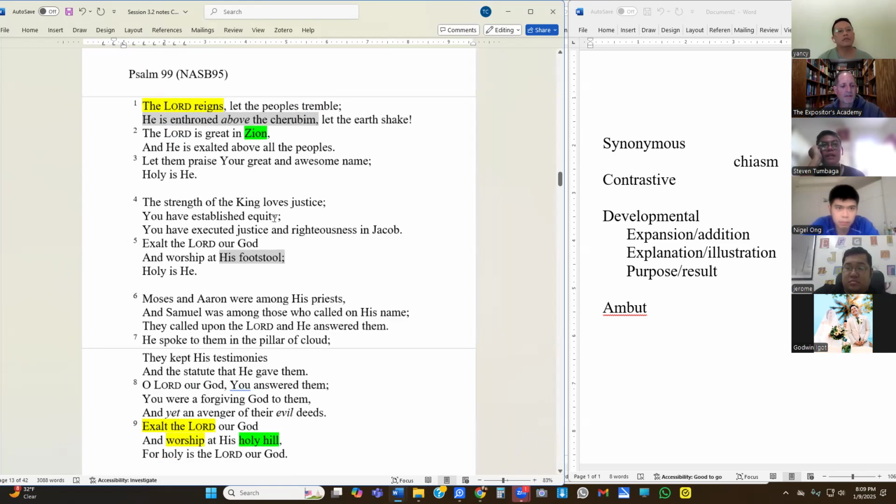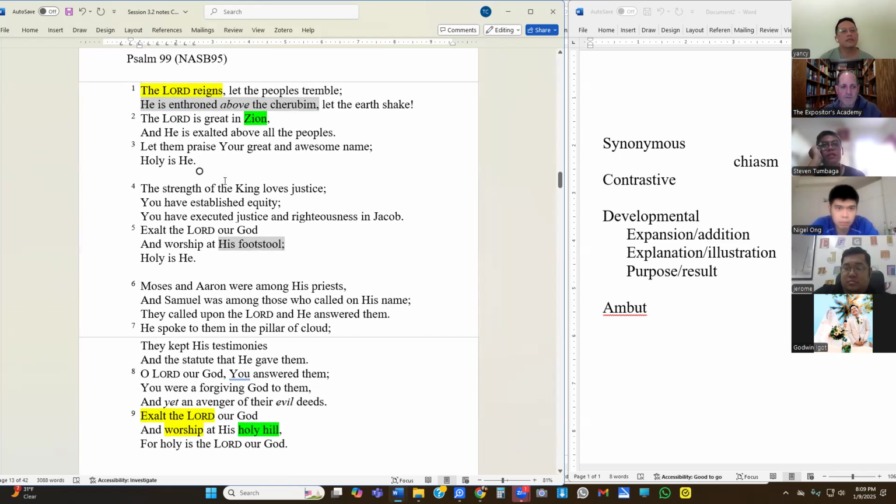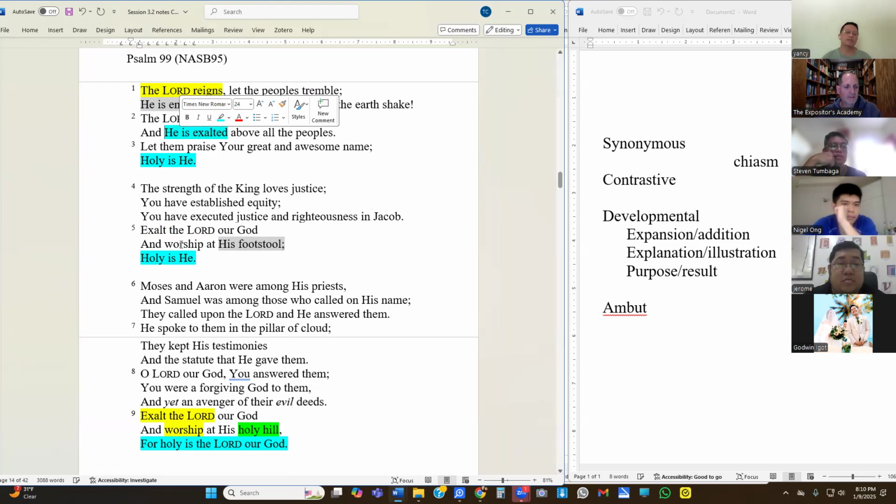And then we talked about the emphasis on the holiness of God. The repetition there, we had the stanzas, which all make the statement, holy is the Lord our God. And then each of them also focus on the idea of him being exalted.